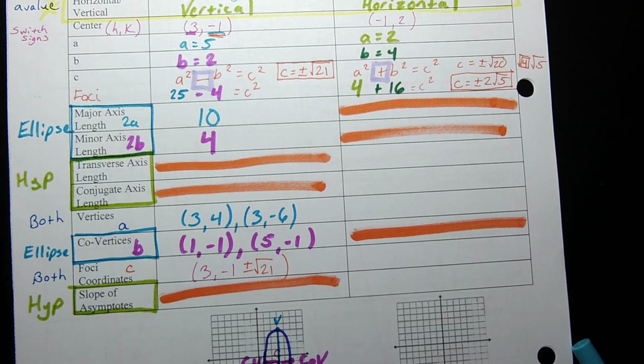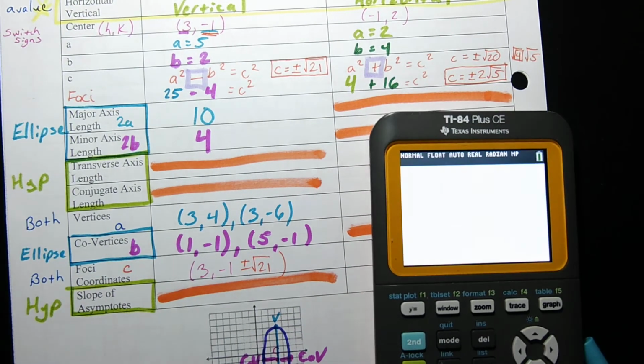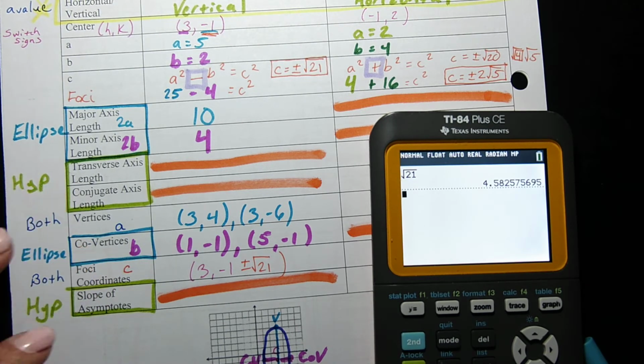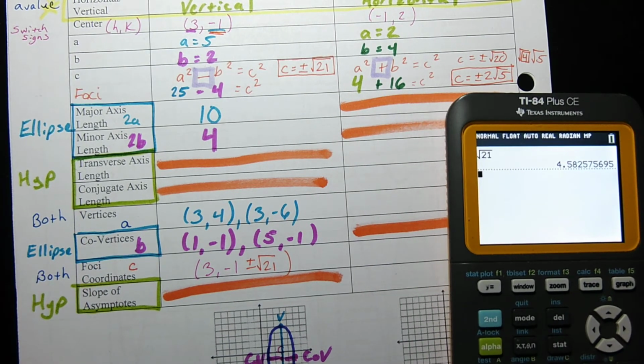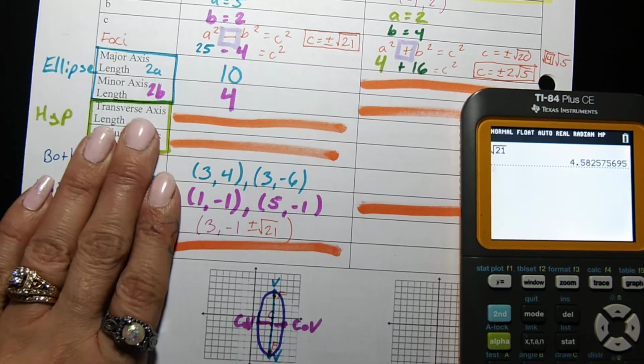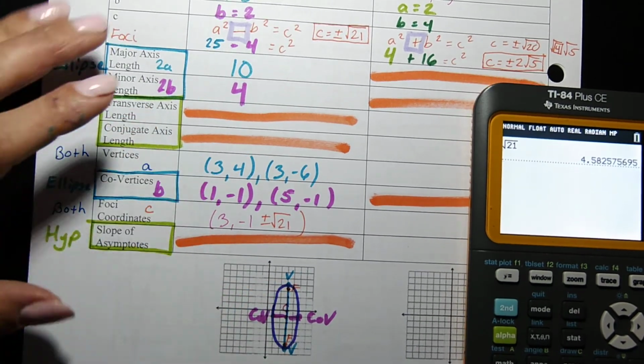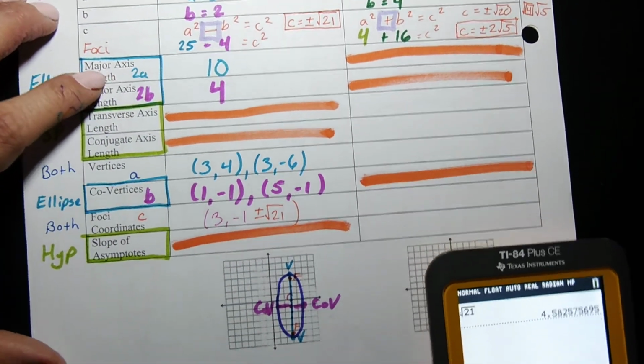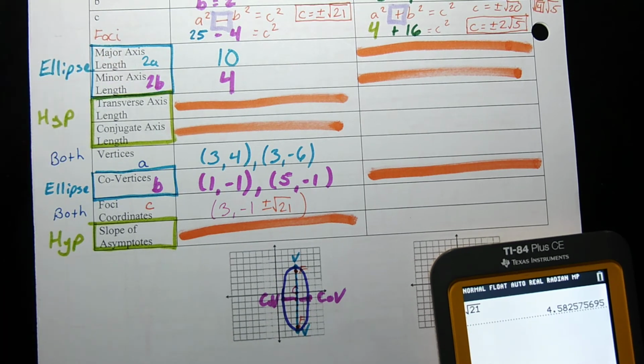And just for fun, putting those foci on the graph, rad 21 is about 4.6-ish. So if we went 4.6 up from the center, it's super close to the vertex. 4.6 down from the center, super close to the other vertex. So foci, foci.